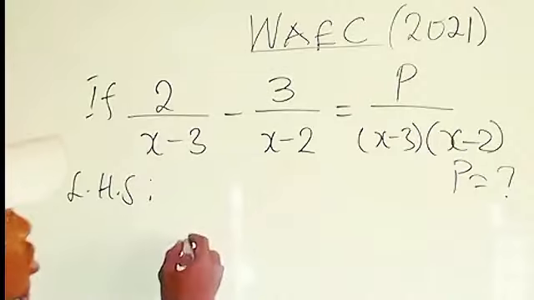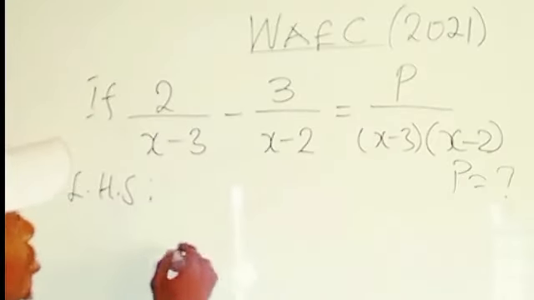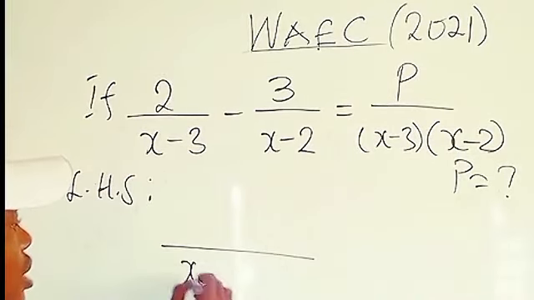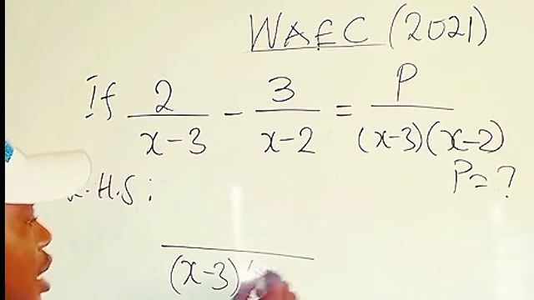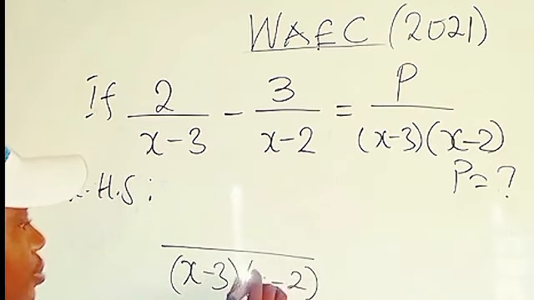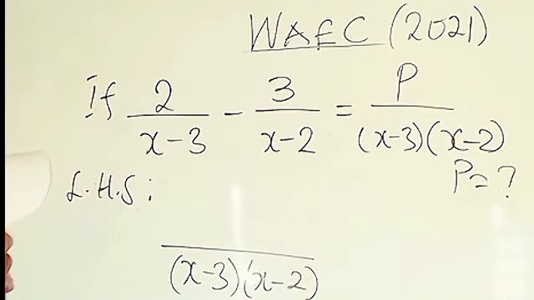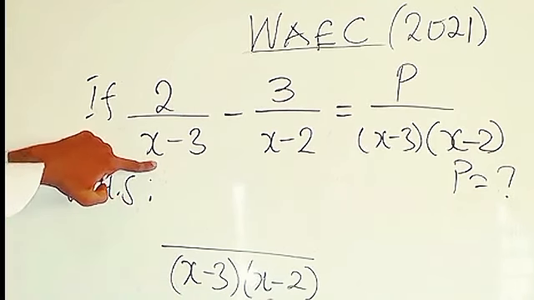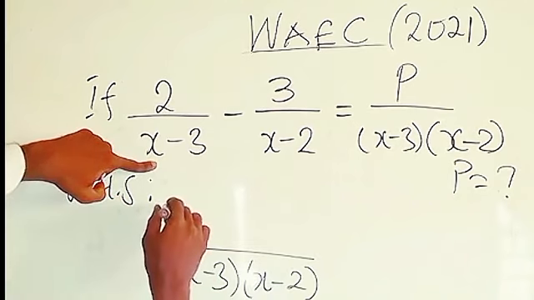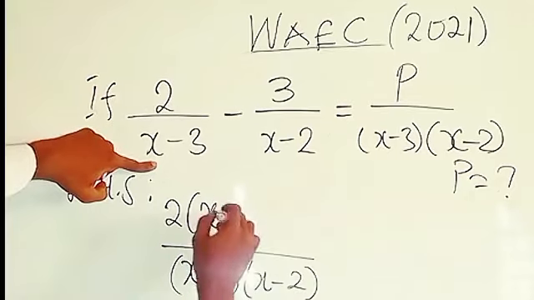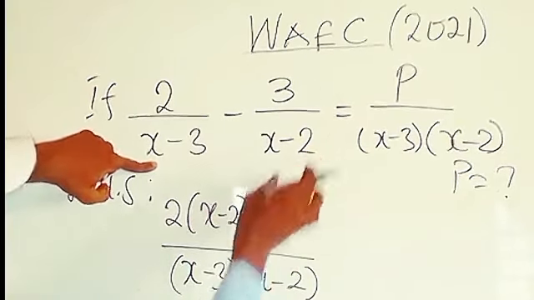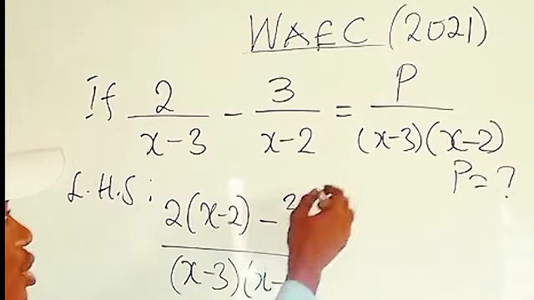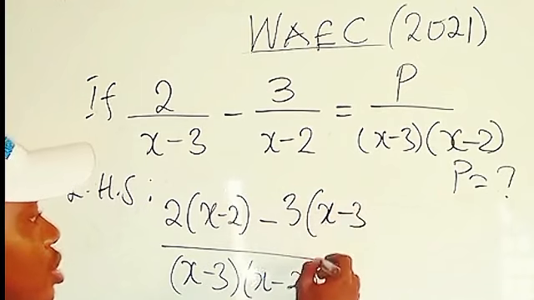Okay, so we're going to take the LCM. To take the LCM is just by multiplying this and this together, right? So (x minus 3)(x minus 2). Now the next thing we are going to do: if x minus 3 divides into this, we are left with 2 into bracket x minus 2. Then minus, if x minus 2 divides into this, we are left with 3 into bracket x minus 3.